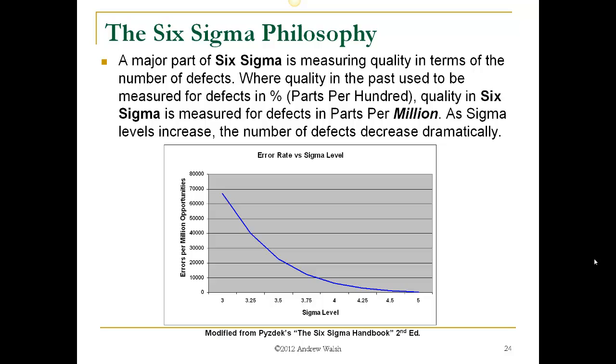A major part of Six Sigma is measuring quality in terms of the number of defects. Where quality in the past used to be measured for defects in percent, parts per 100, and I experienced that, quality in Six Sigma is measured for defects in parts per million. As Six Sigma levels increase, the number of defects decrease dramatically. So here we see the Six Sigma level running from 3 up to 5, and you can see the dramatic drop in the number of errors per million opportunities, or defects per million opportunities.